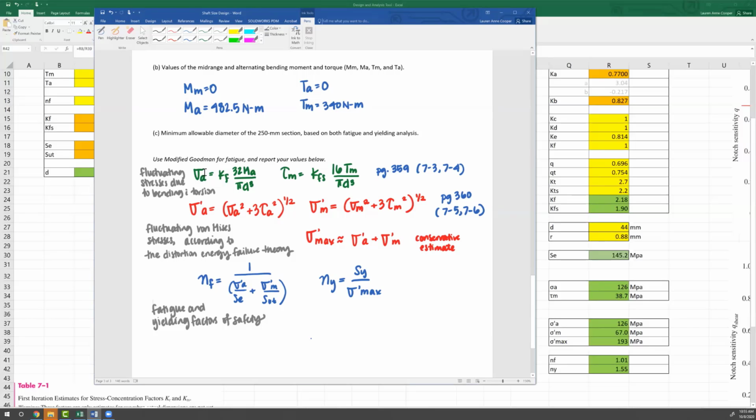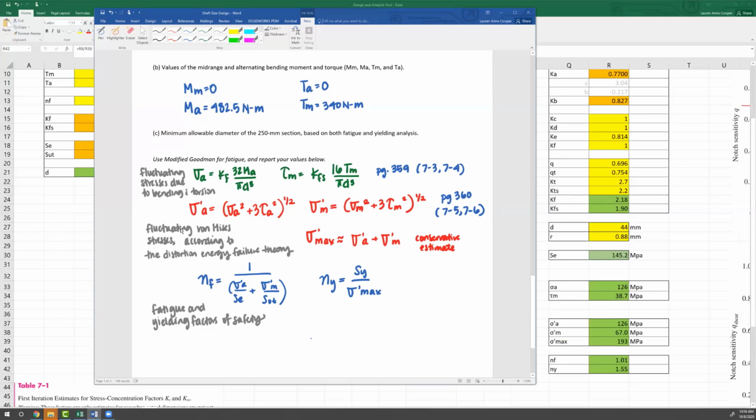First we have to find the fluctuating stresses due to bending and torsion, sigma A and tau M. Sigma A is Kf times 32 MA over pi d cubed, and that is here in my analysis tool. That's what this line is here. And then tau M is KFS times 16 TM over pi d cubed, and that is this input here. If you have the 10th edition, they're on page 359, equations 7.3 and 7.4. You'll want to put those in your analysis tool, both for English and metric units.